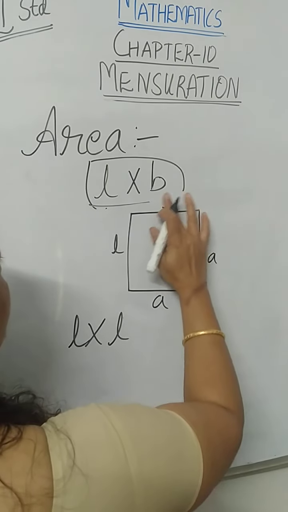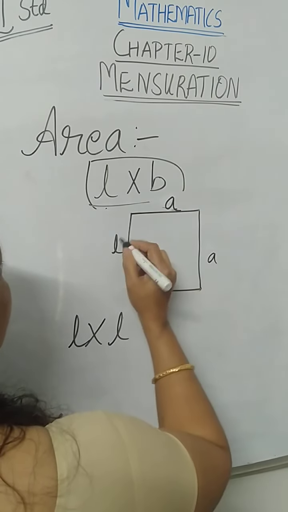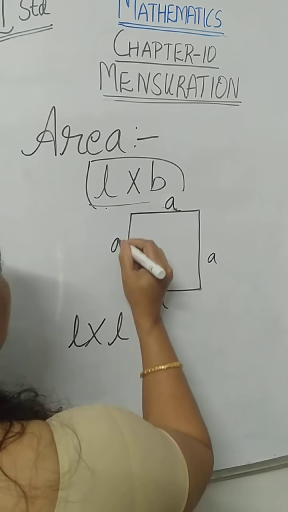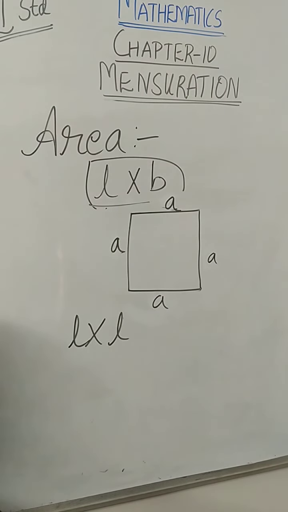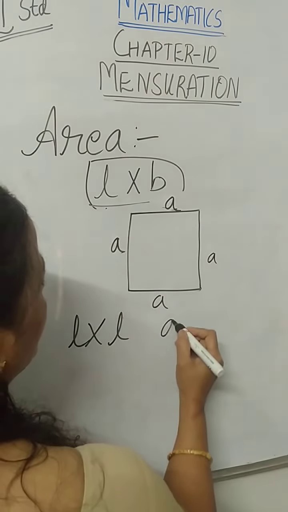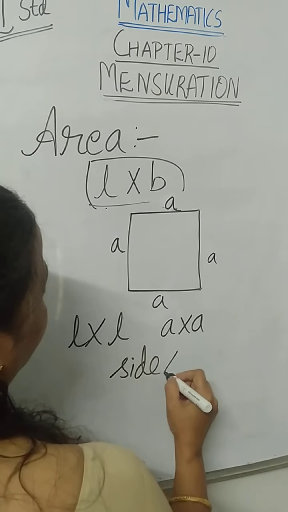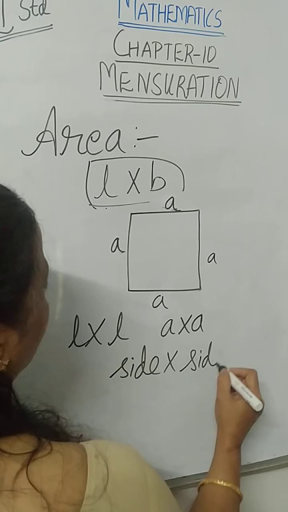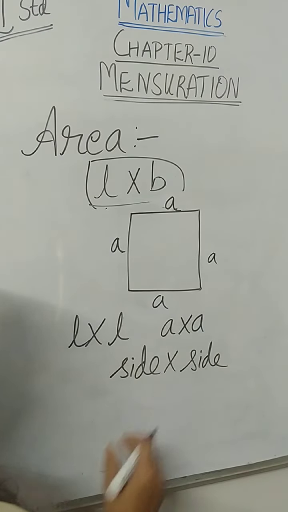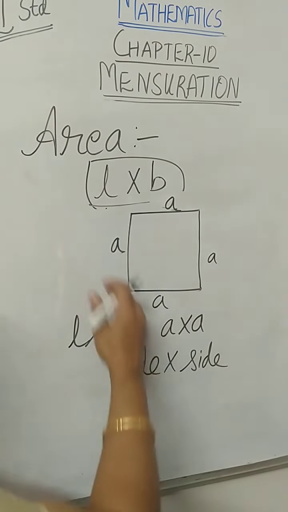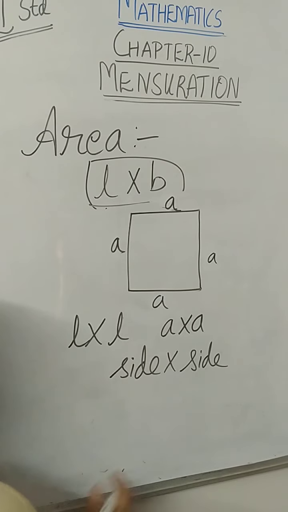This is the area. If each side is A, then what is the formula? A into A, or side into side. So why have I taken for square A into A, side into side? Because all sides are equal. So, one side into another side. It is the area of the square.